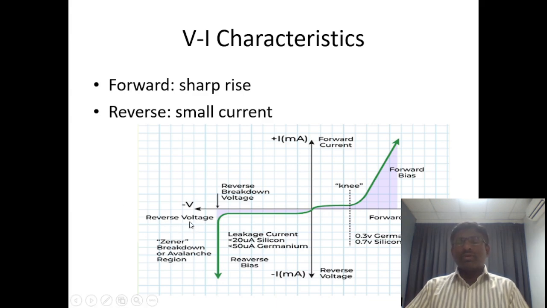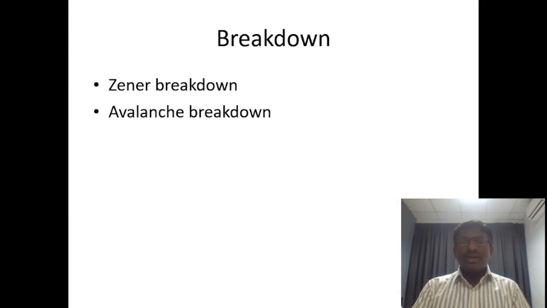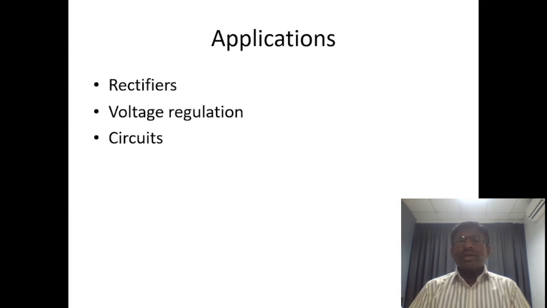Here the Zener breakdown occurs in a heavily doped region. The avalanche breakdown occurs in a lightly doped region. Heavily doped region means the breakdown voltage is higher. Here the lower voltage occurs in the avalanche breakdown, that is the lightly doped region breakdown. That is the Zener and avalanche breakdown. Now the applications: they are used in rectifiers.